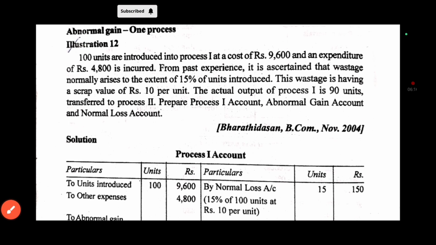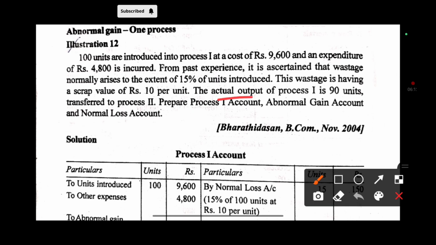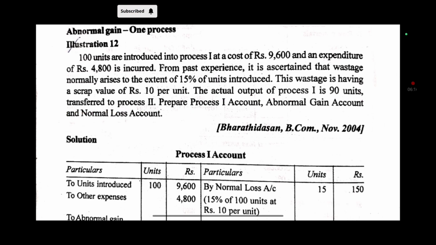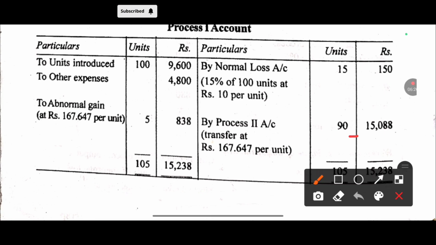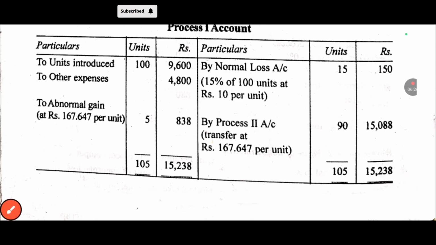They have clearly given in the question that the actual output of 90 units is transferred to process 2 account. So as per that, against this 90 units actual output, we write "by process 2 account", because whatever output we have from the process is to be transferred to the next process. Okay, as per that we enter.